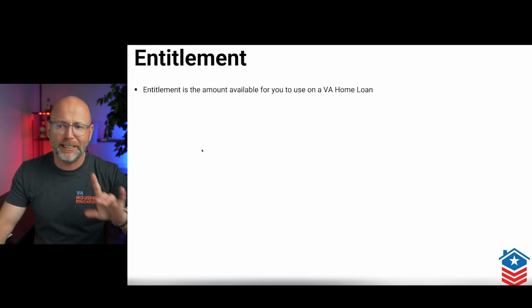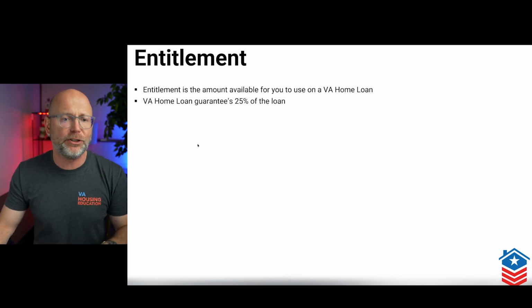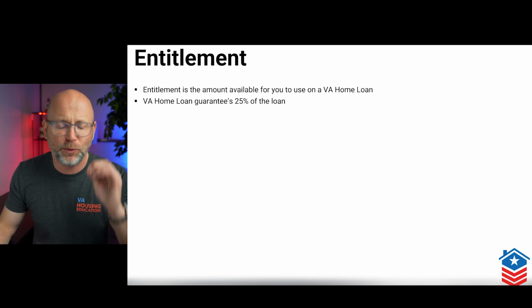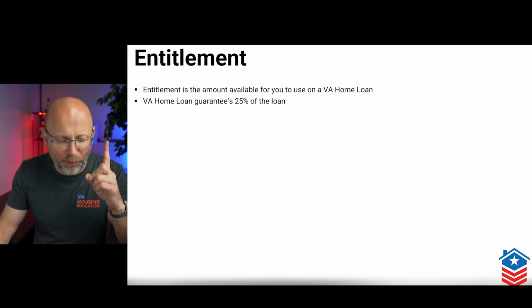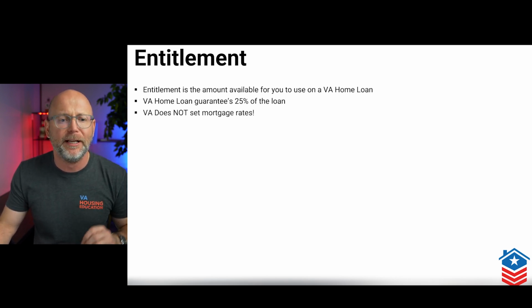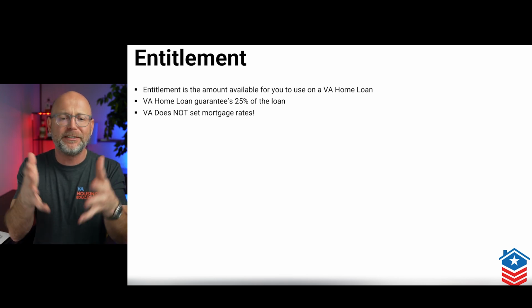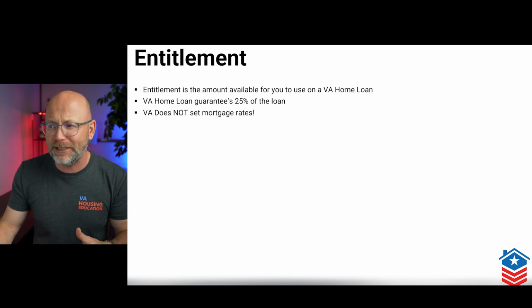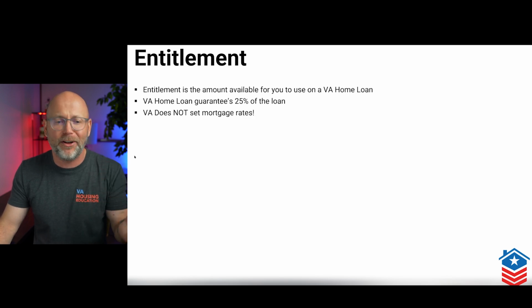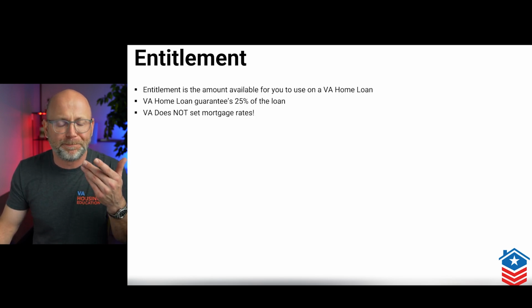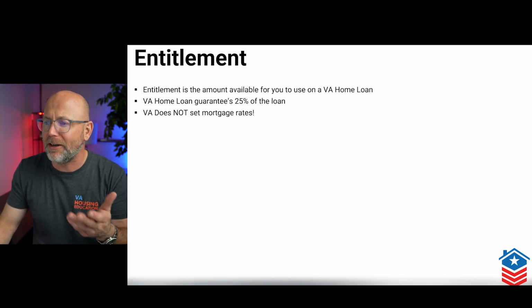Now, when it comes to your entitlement amount, that's the amount you can use on a VA loan. That's number one. Two, the VA guarantees 25% of a loan, and it's an important number to keep in mind when we go through this. The VA does not set mortgage rates, another big factor, because veterans think that the VA sets the rates or denies them. No, lenders deny you. It's actually mortgage companies that are going to be doing that.